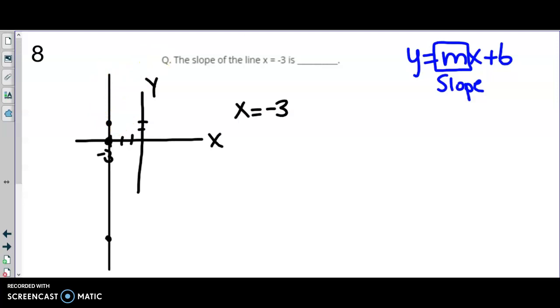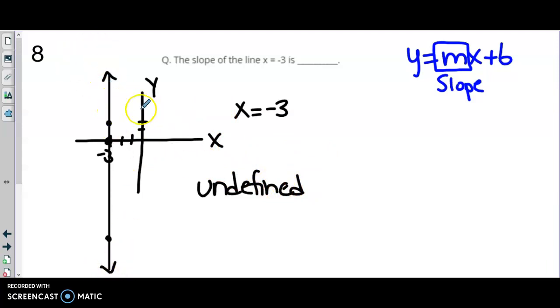And we talked about, like in our super corny slope story, that a vertical line is undefined. Wow, I just lost my train of thought there for a minute. A vertical line is undefined.